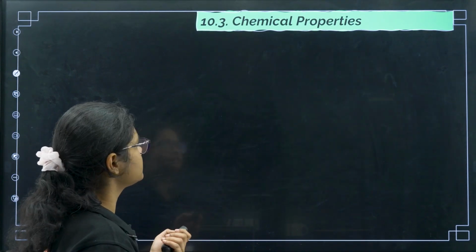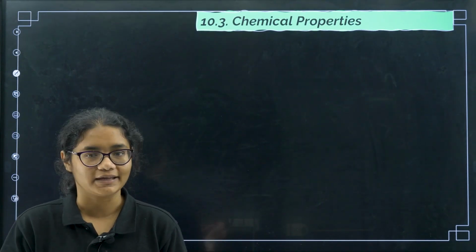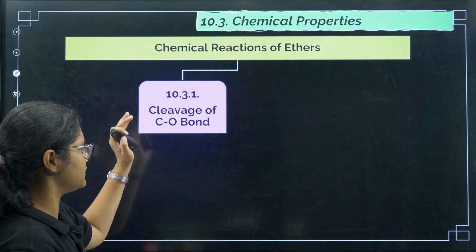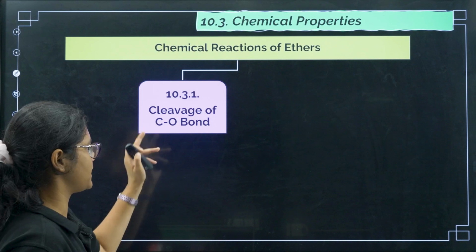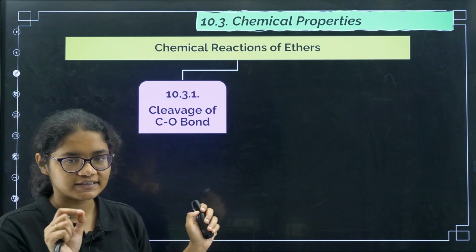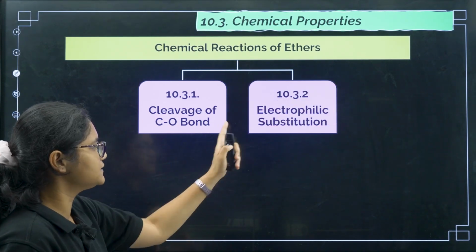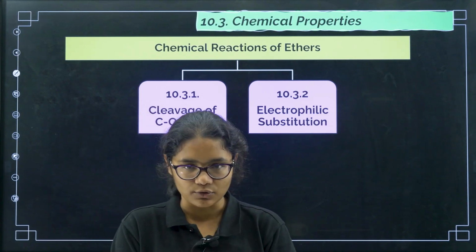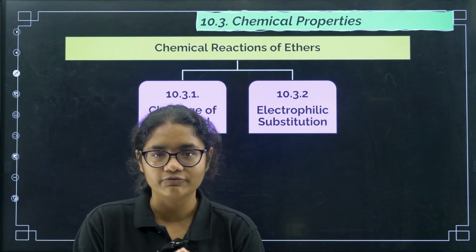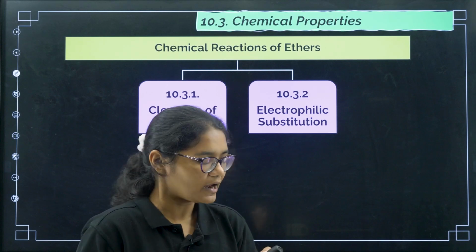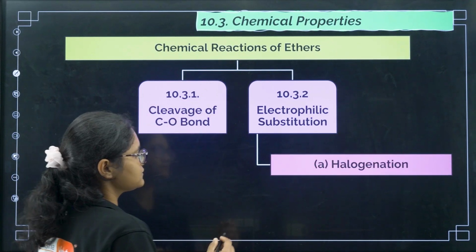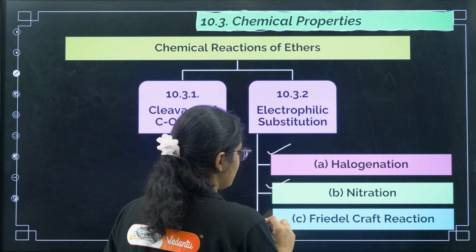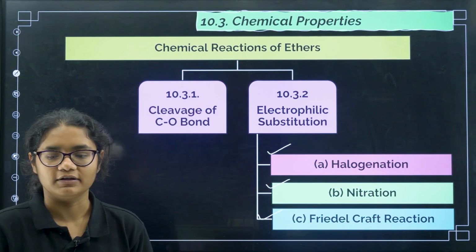Now we'll come to the most important thing, that is the chemical reactions. In the chemical reactions of ethers, we have two main categories of reaction. First is cleavage of CO bond, and another one is electrophilic substitution reaction. Under electrophilic substitution reactions, we have three reactions. First is halogenation, then we have nitration, and then we have Friedel-Crafts reaction.